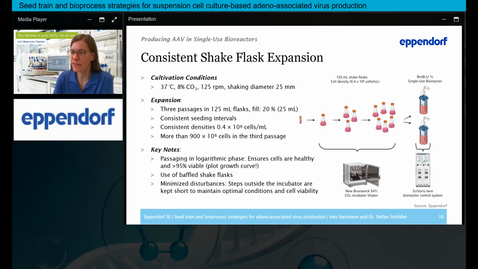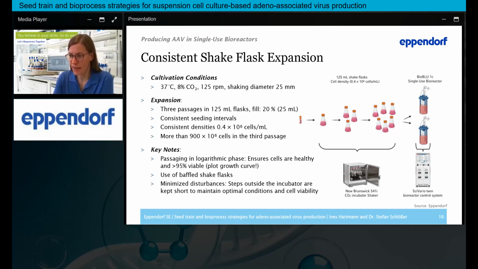So the keynote is: do, beforehand, a growth curve of your cell and see where the logarithmic phase of growth is to ensure the right passaging phase. Also, in this case, we use baffled shake flask. This is not always a recommendation, so unbaffled are often the recommended one. Just in this experiment, we use baffles, which also work very well.